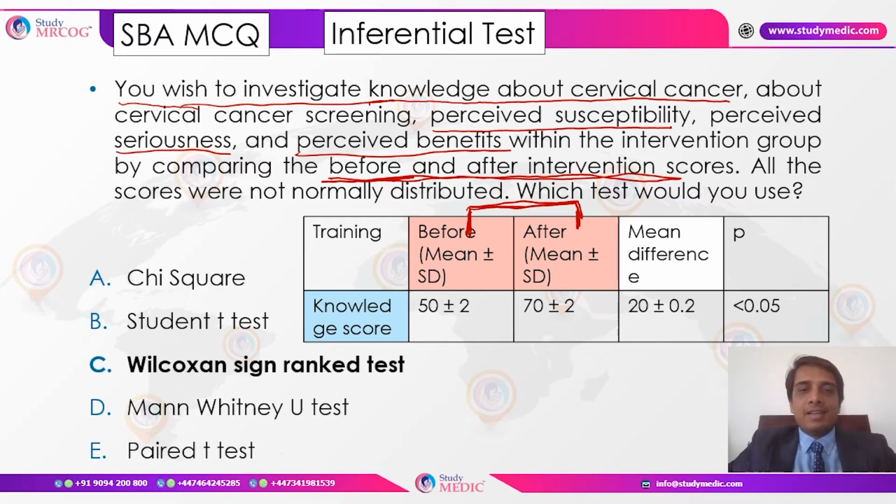If it is not normally distributed, we use the Wilcoxon signed rank test. Now, if it was normally distributed in this instance, we would have gone ahead and used the paired t-test.